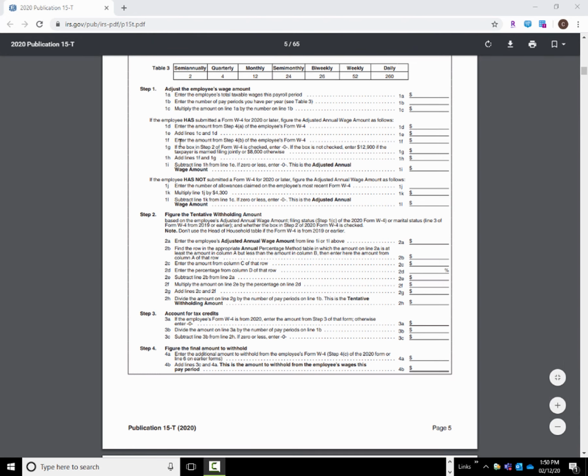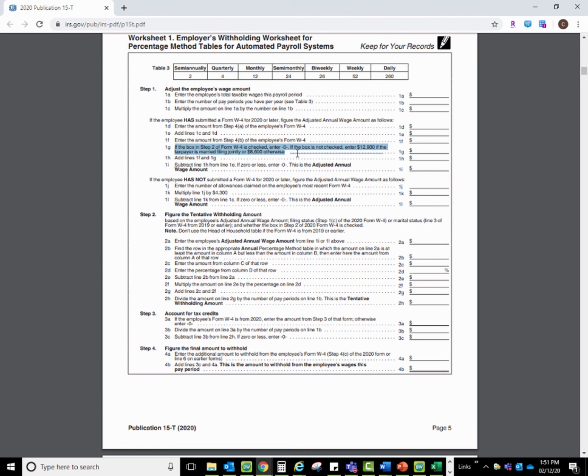The next step says, if the box in Step 2 of the W-4 form is checked, we enter 0. But if the box is not checked, we enter $12,900 if the taxpayer is married filing jointly, or $8,600 otherwise.